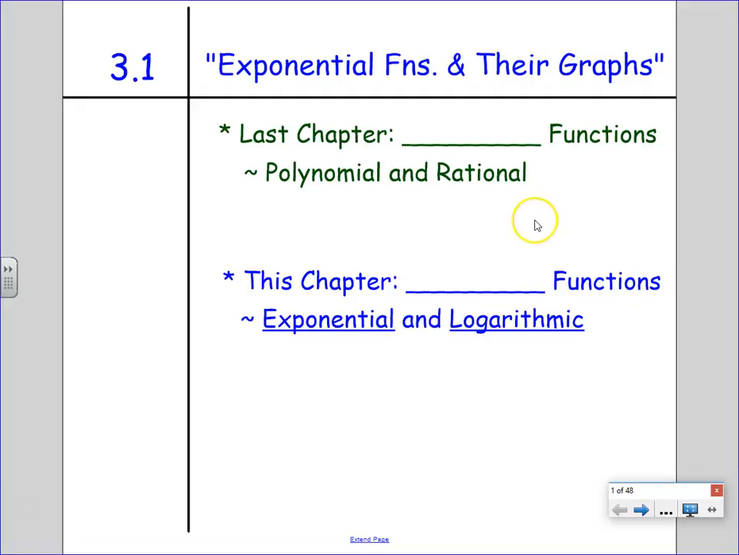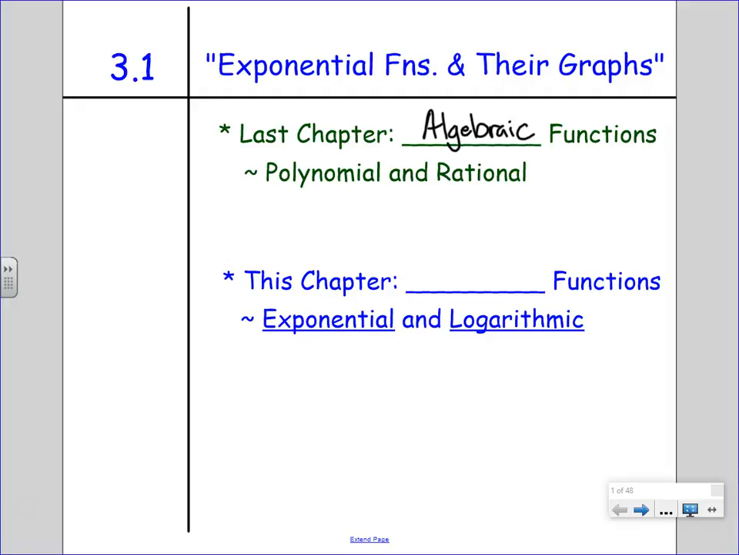Okay, here we go. Last chapter, we talked about what kinds of functions. Believe it or not, they were called algebraic. Algebraic functions. The polynomials, the rationals. There was no trig in there. There were no exponential or logarithms in there. It was just algebraic. Now, there were harder and easier ones. Polynomials were all in one nice line. Rational had denominators, which means they were asymptotes and holes and all this stuff. But they were algebraic functions.